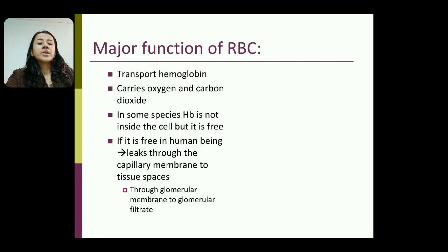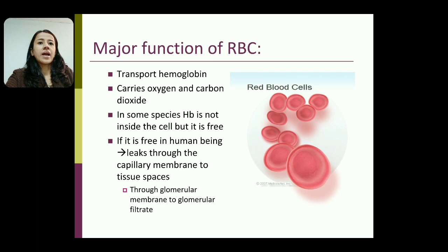Now, major functions of red blood cell, that is, they have hemoglobin. And what is the function of hemoglobin? That is to carry oxygen and carbon dioxide. In human beings, hemoglobin is inside the cell, whereas in certain species, hemoglobin is outside the cell. But in human beings, if hemoglobin is free, then it may leak out through the capillary membranes into the tissue spaces, and it may get filtered through the glomerular membrane, and it may block the tubule.